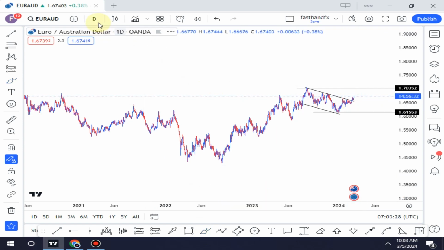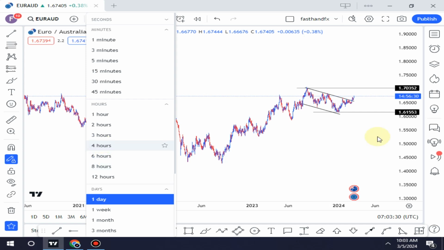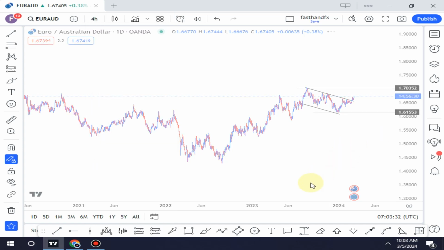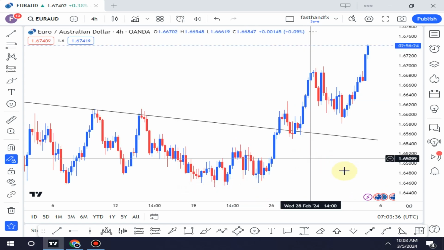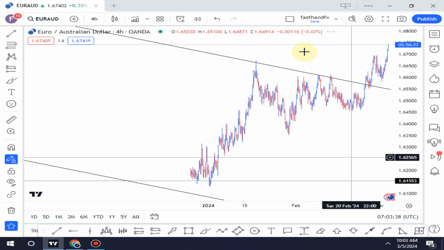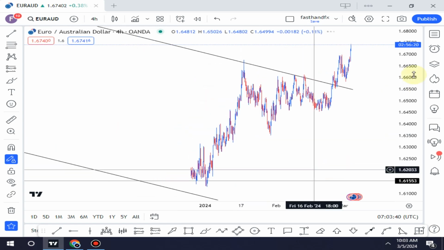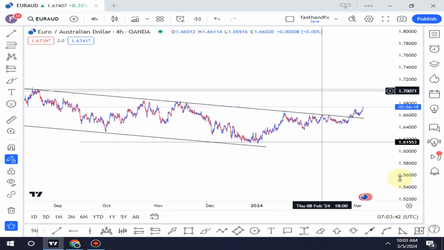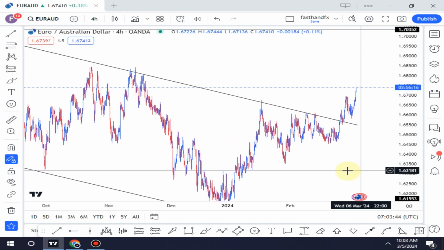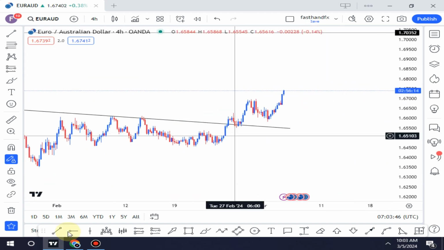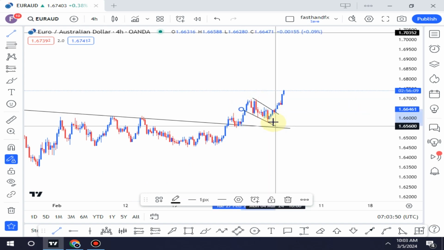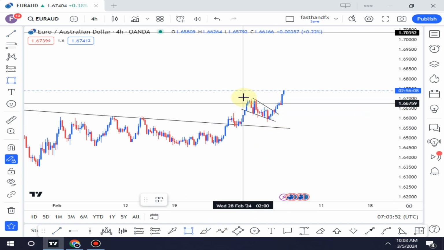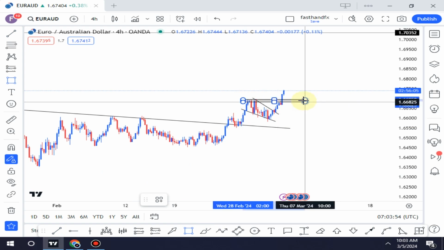Okay, so let's go to the H4. Okay, and right there. All right, this is what we have. Now from the H4, of course, we understand that price gave us another continuation pattern right here, which is an amazing thing. And also there was this high right here.